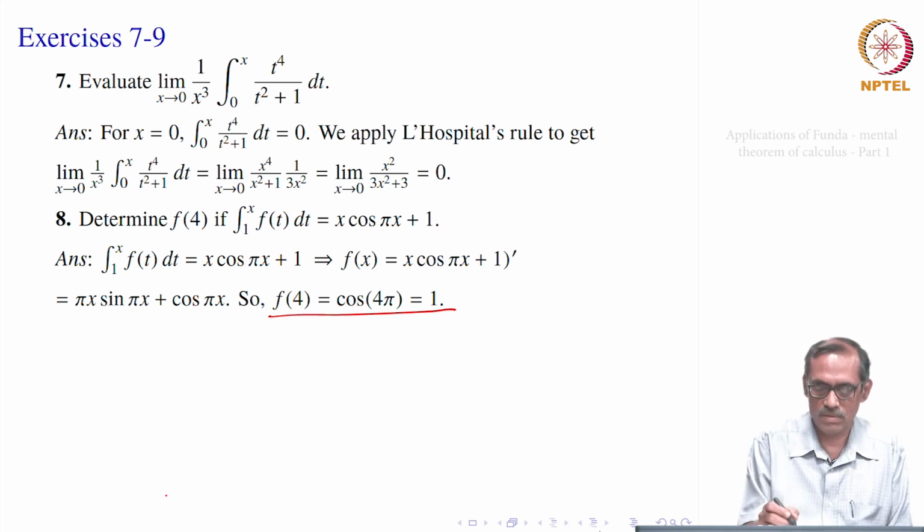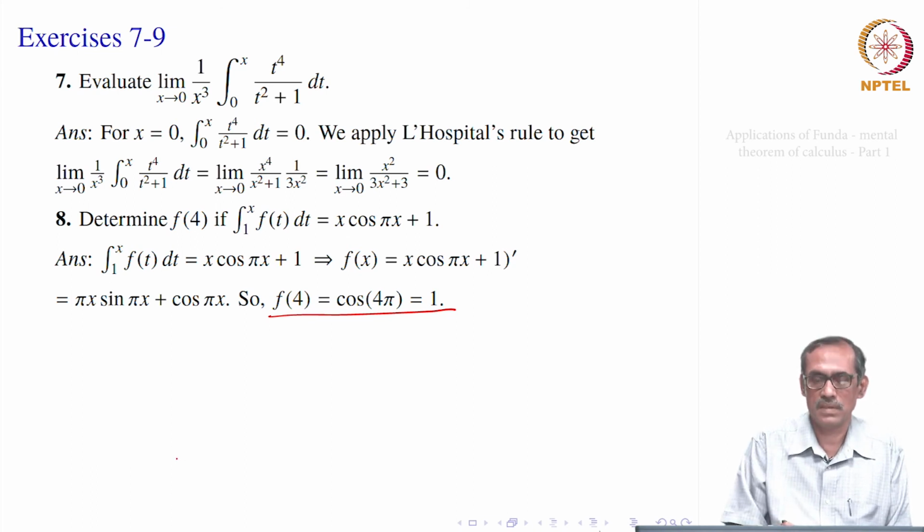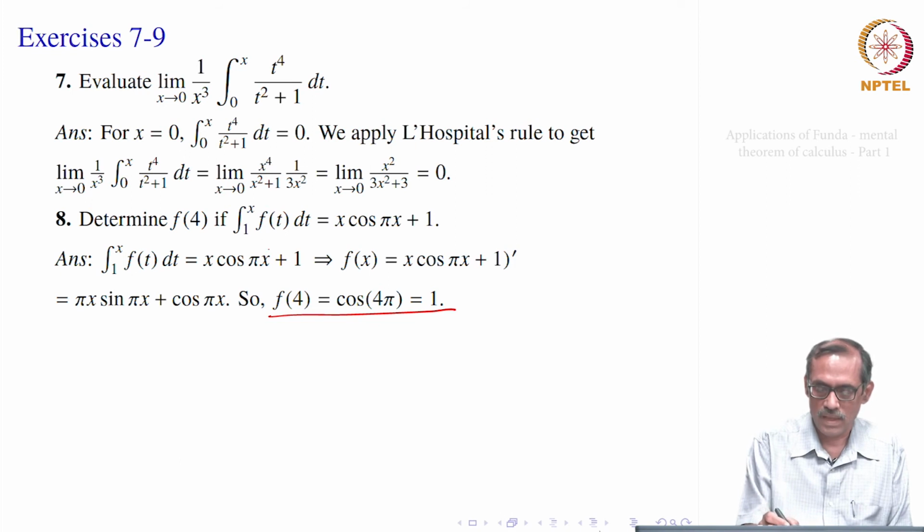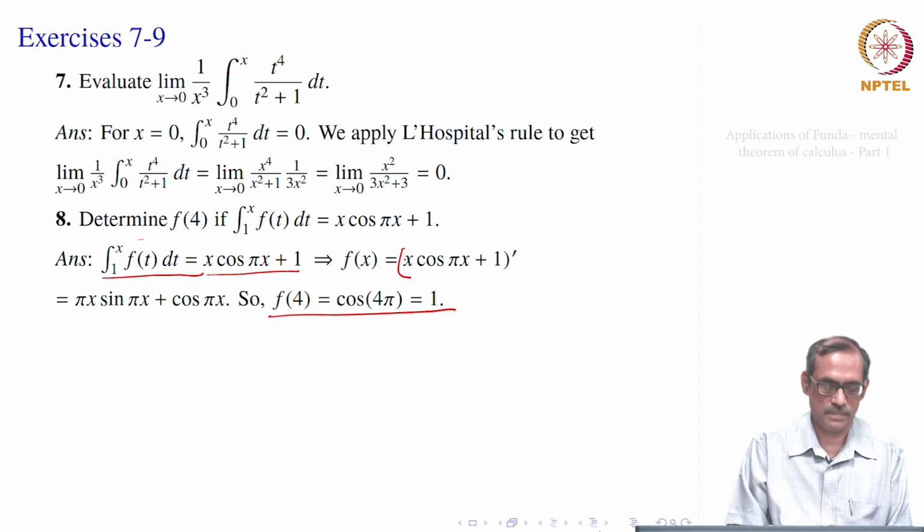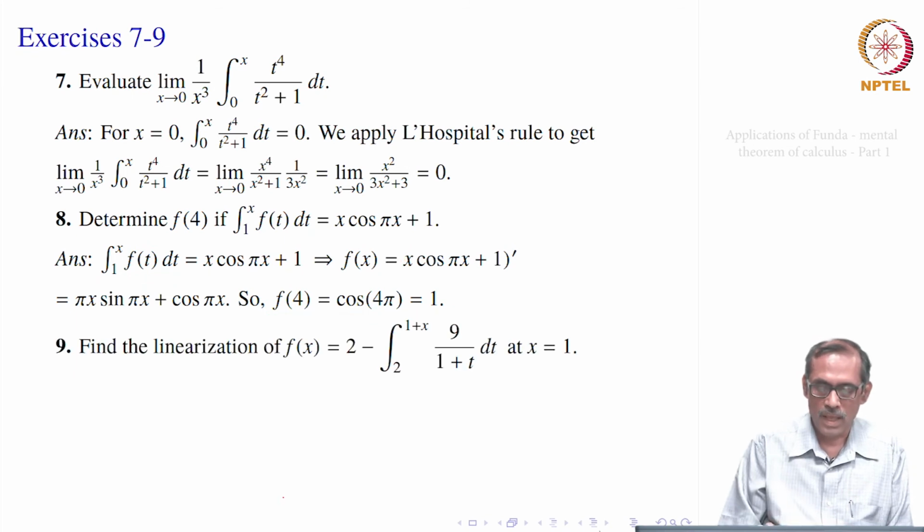Since f of t is not given, you cannot really integrate to get that expression. You have to go back to the fundamental theorem of calculus. So, that is what we have done. We found the integral 1 to x f of t dt equal to x cosine pi x plus 1. If you differentiate, the derivative is giving you f of x. So, f of x is the derivative of the right side, and that is it. Okay.